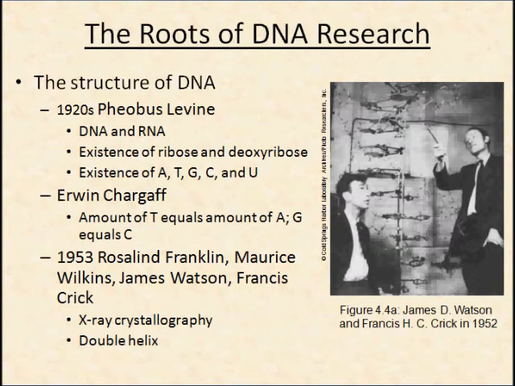The structure of DNA: there were several people who worked on that beginning in the 1920s. This Phoebus Levene came to understand that there were two forms of genetic material, that there was DNA and RNA. That what we had was deoxyribonucleic acid, which contained a sugar of deoxyribose, and we had ribonucleic acid, which contained the sugar ribose.